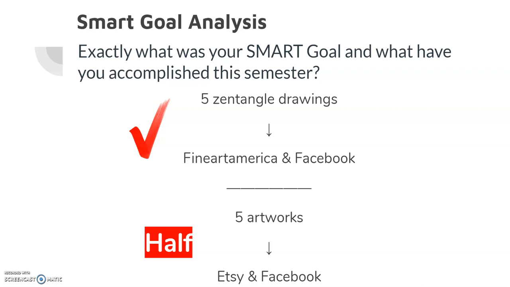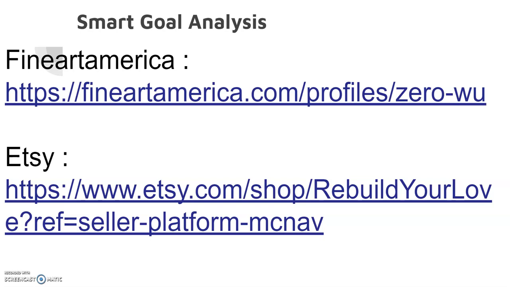The first question is what exactly was your smart goal, and what have you accomplished this semester? So my smart goal was to finish 5 Nintendo drawings and upload them to Fine Art America and Facebook, and to finish 5 artworks and upload them to Etsy and Facebook so that they could be potentially sold. And this semester I've accomplished 5 Nintendo drawings, this goal, but about artworks I only finished 1 and uploaded to Etsy, and the rest of 4 I have to finish them slowly because they really take time, and this I will show you later.